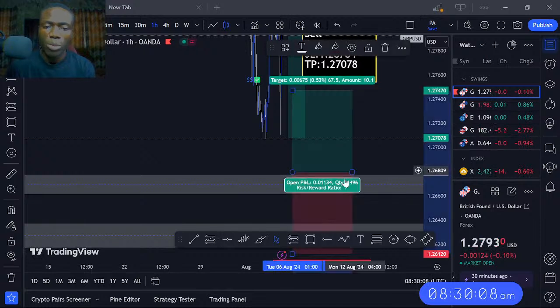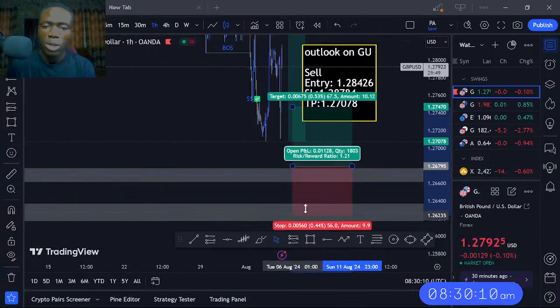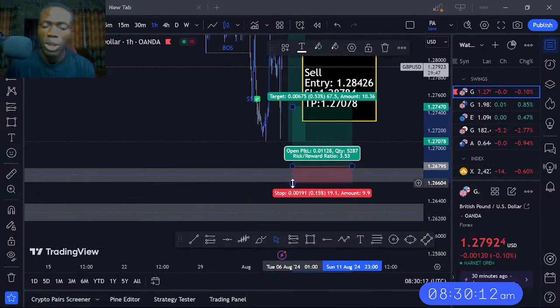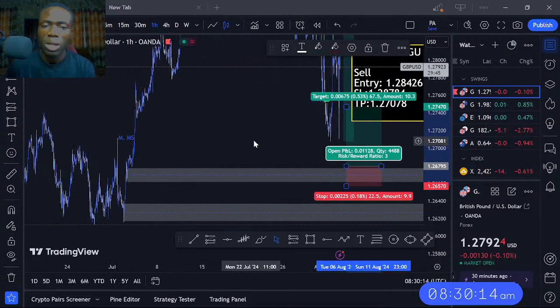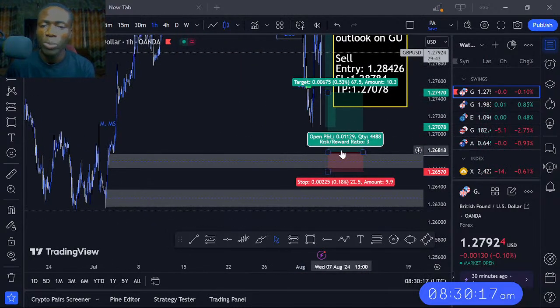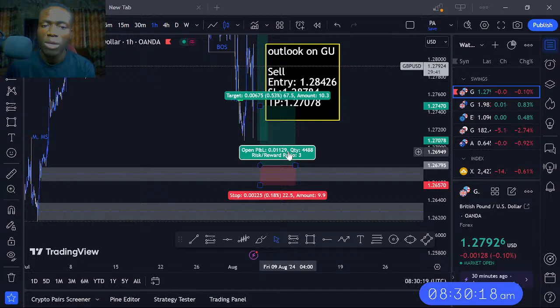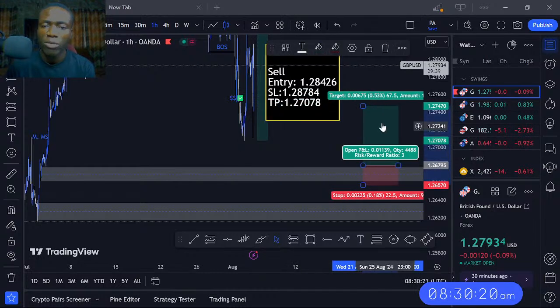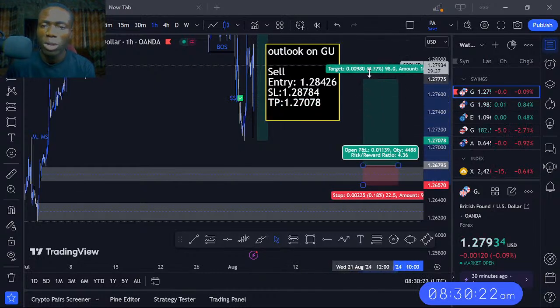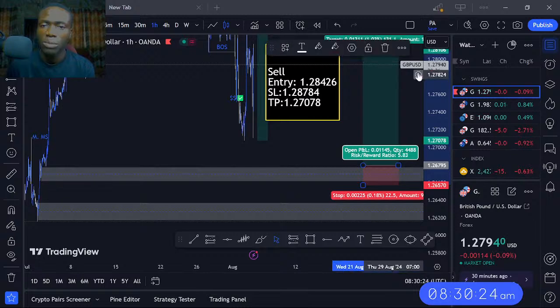You can take buys from here, but in case this one doesn't hold, it's still the same information I shared with you. Once the market gets here, wait for a bullish close. So if you want to buy, wait for a bullish close on the 15-minute time frame before you take your buy. And if you want to sell, wait for a bearish close on the 15-minute time frame before you sell.